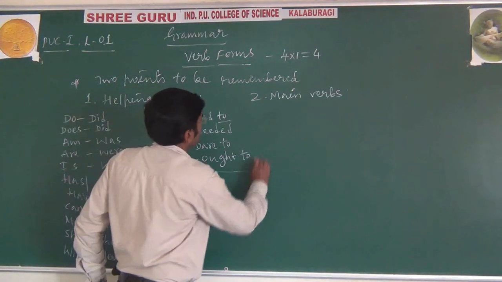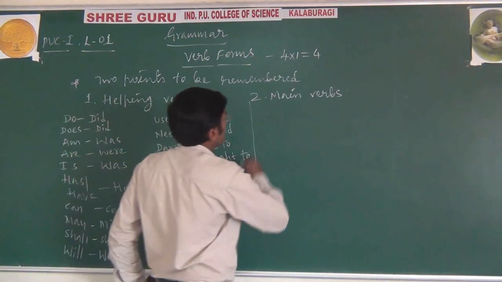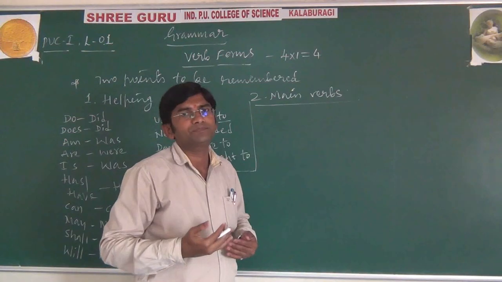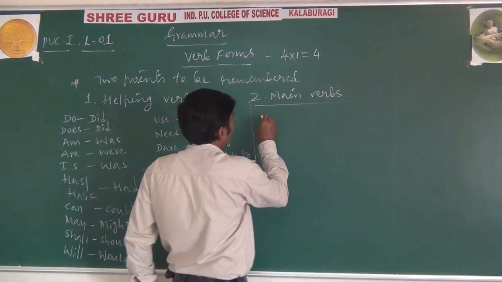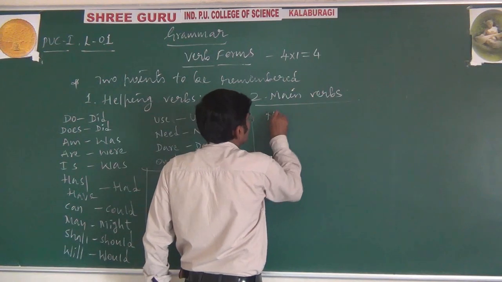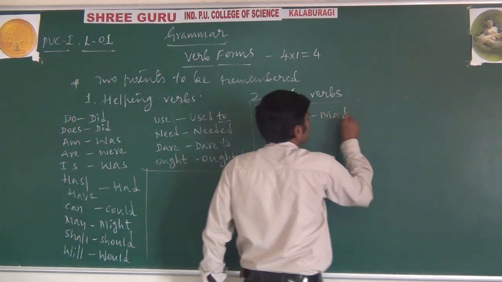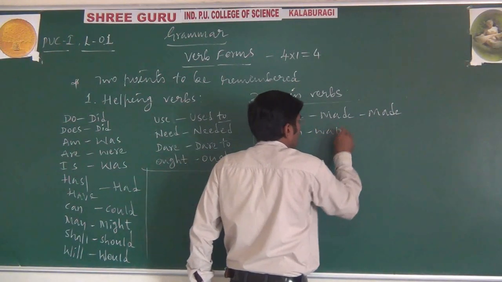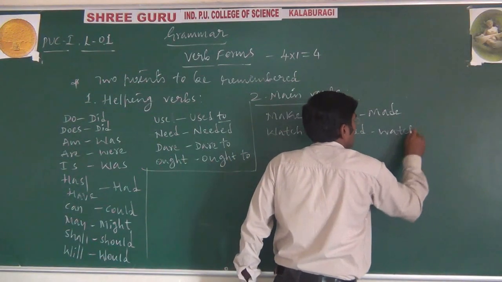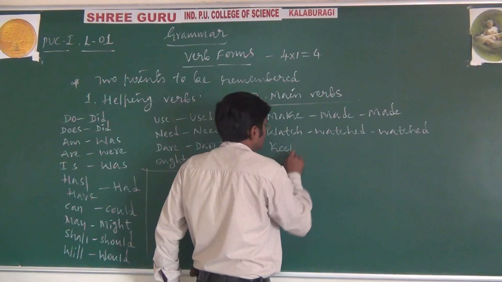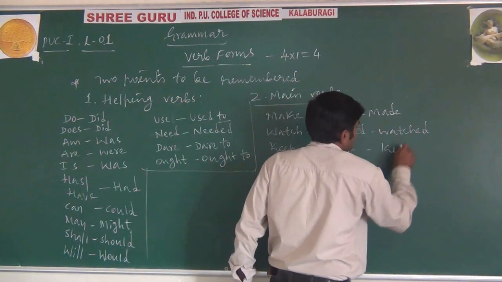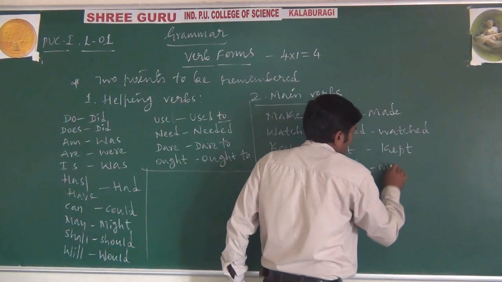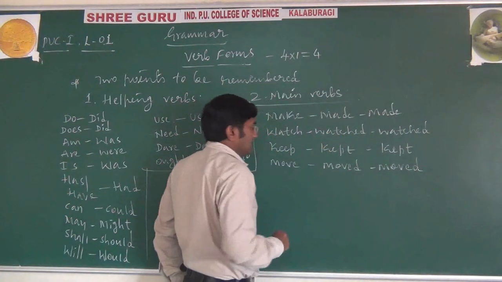So now let us move to main verbs. Some main verbs, let us discuss. Though they are uncountable, they are innumerable, let us discuss some of them. Make, made, made. Watch, watched, watched. Keep, kept, kept. Move, moved, moved. Strong verbs and weak verbs.